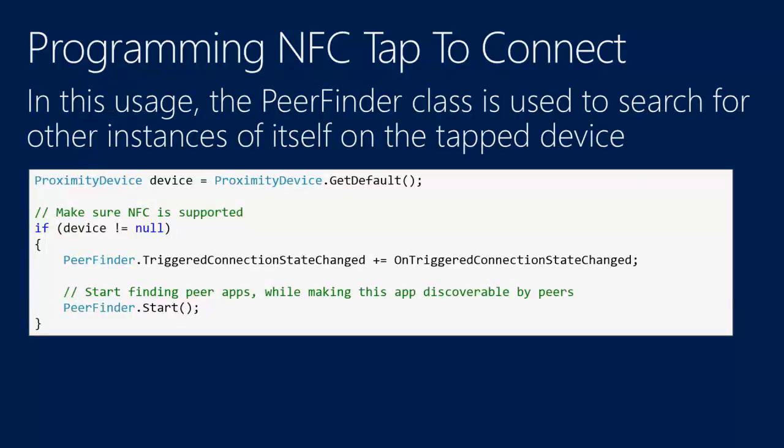First of all, ProximityDevice.GetDefault is the API that says, have I got NFC on this phone? Not all of them have NFC, so you need to check whether it's there or not. If that returns a proximity device object, then we know we've got NFC support. Then, if you're going to use this NFC tap to connect, you'll need to hook up a TriggeredConnectionStateChanged event, and then you start finding peer apps.